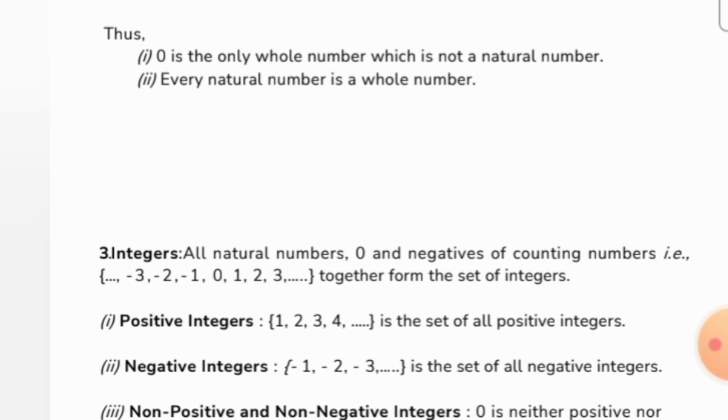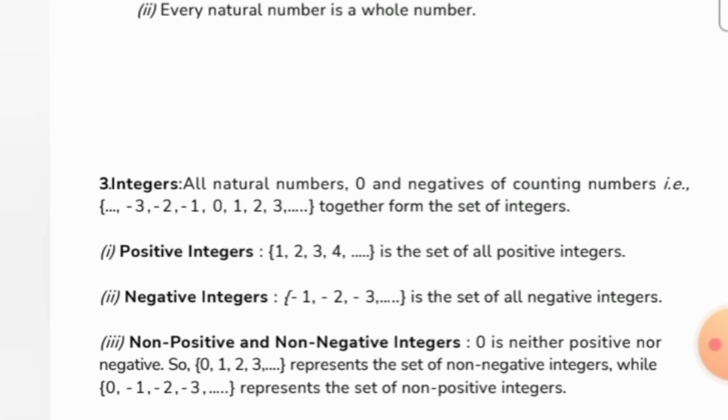Then integers. All natural numbers, 0 and the negatives of counting numbers together form the set of integers. Integers can be classified into positive integers, negative integers, and non-positive and non-negative integers. 0 is neither positive nor negative. It represents the set of non-negative integers, while the other represents the set of non-positive integers.